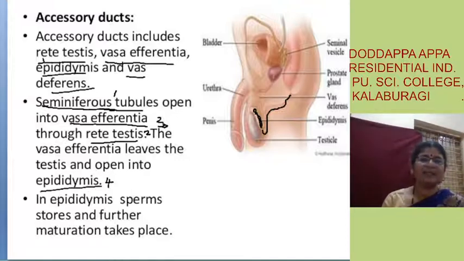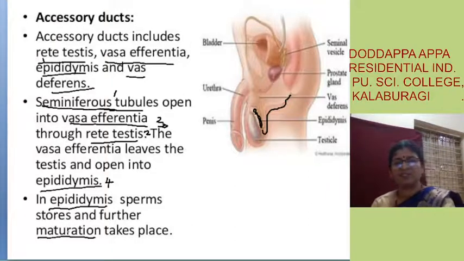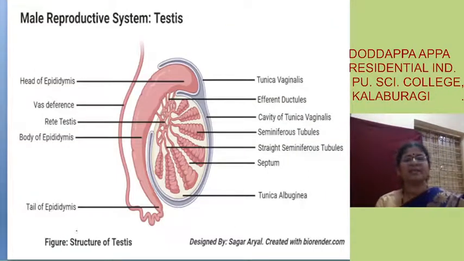Here the epididymis plays a very important role in the maturation of the sperm. So what is the function of the epididymis? The epididymis helps in the maturation of the sperms. Fine. You have to remember this function. Now let us go to the next slide.